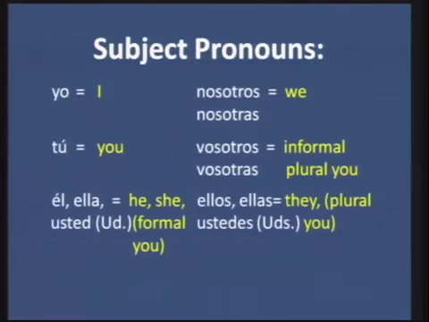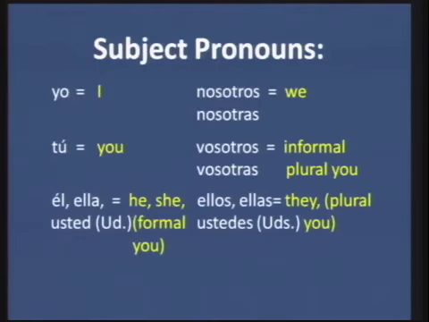Tú is you. Informal you. Él is he. Ella is she. Usted is the formal you. So if I'm talking to somebody who's maybe at a higher level or older than me, I might use usted instead of tú. Nosotros is we. Nosotras is we if everyone in the group is a female. One male and it usually defaults to the masculine. Vosotros and vosotras are usually only used in Spain, and they're the informal plural you.